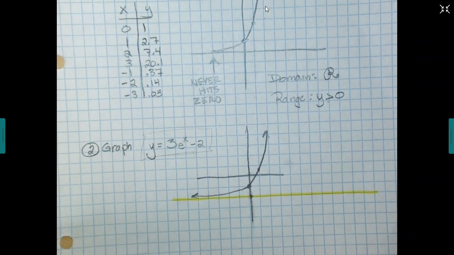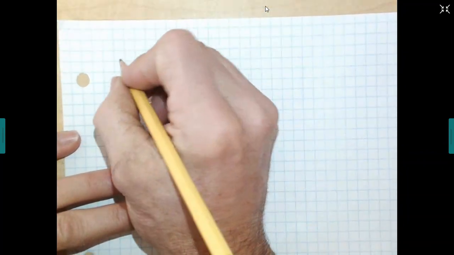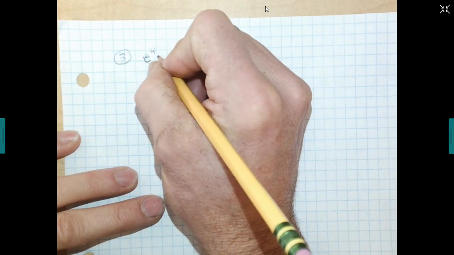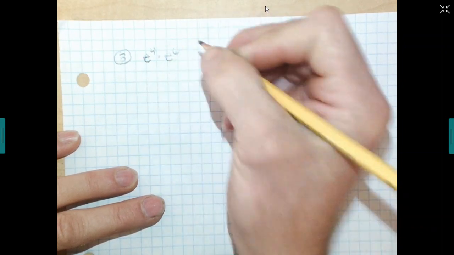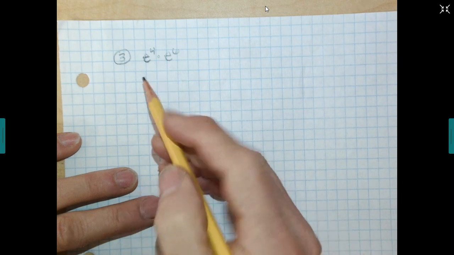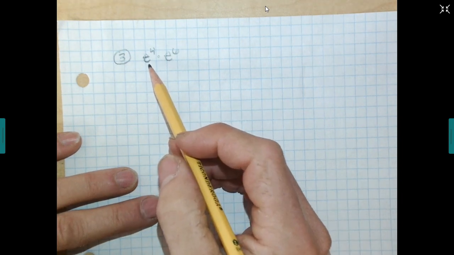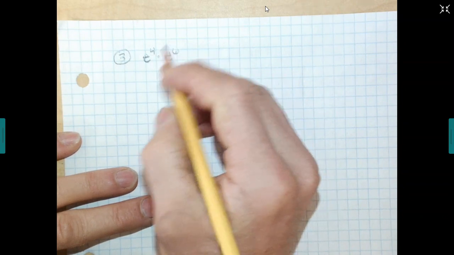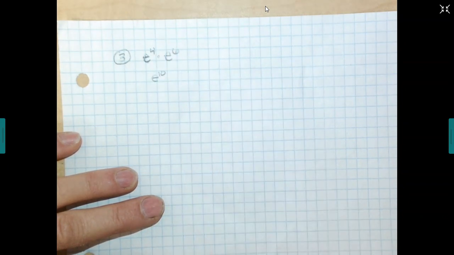Okay. Now, let's look at how we simplify some of these. Okay. Example number 3. How do you simplify if you have e to the 4th times e to the 6th? What would that equal? Well, if you remember from last chapter and the chapter before, if you have exponents, you add them. So this would be e to the 10th.